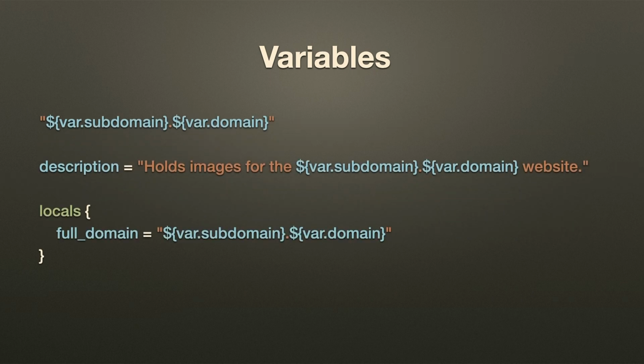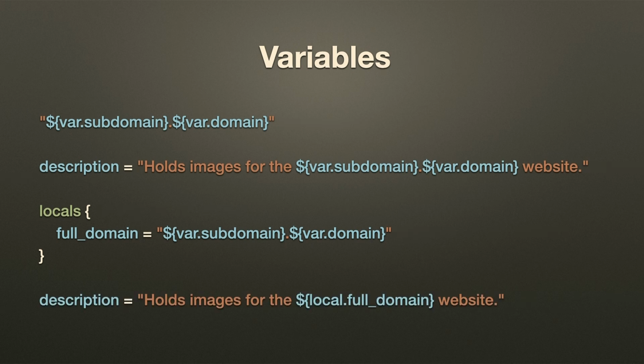Now, if you do find yourself referencing that same string multiple times, you can assign that to what they call a locals tag. Here, I'll show you what it looks like when it's in use too. You reference that with a local dot variable name instead of var dot.